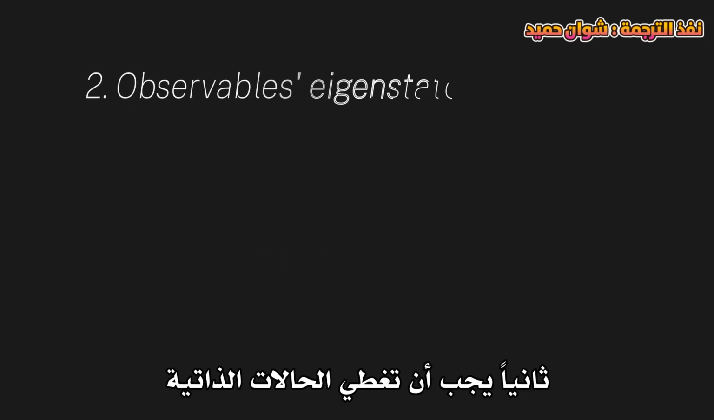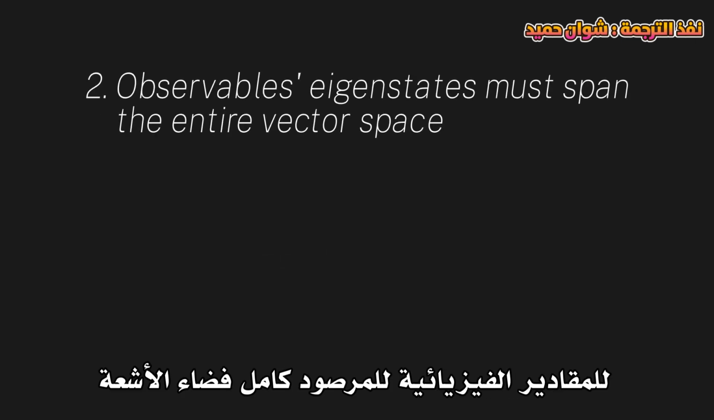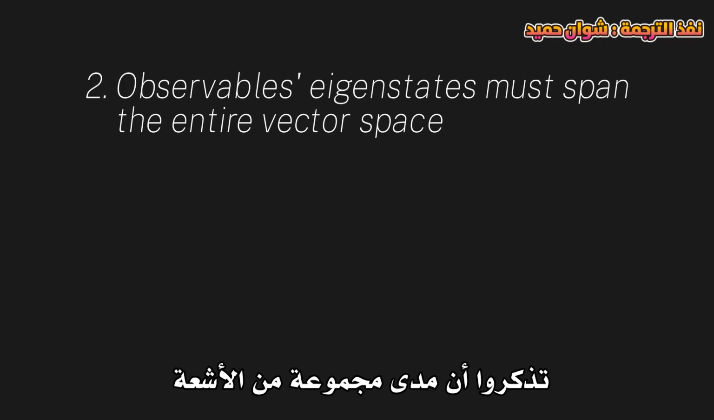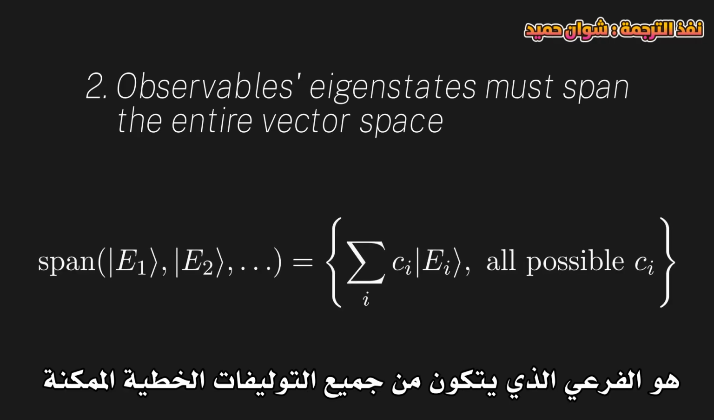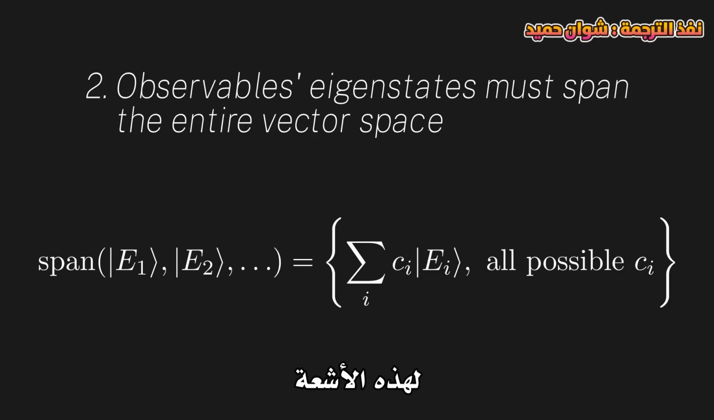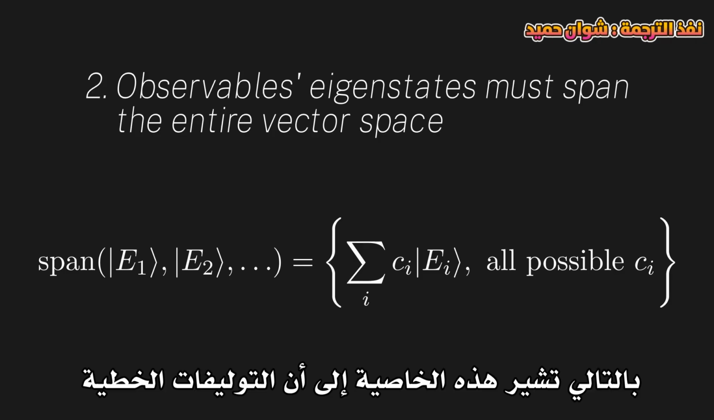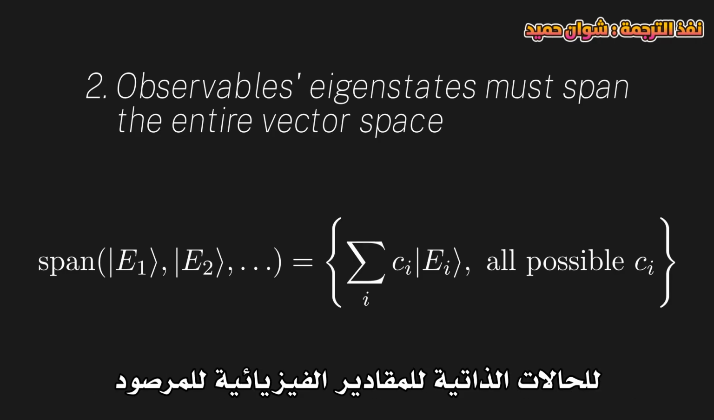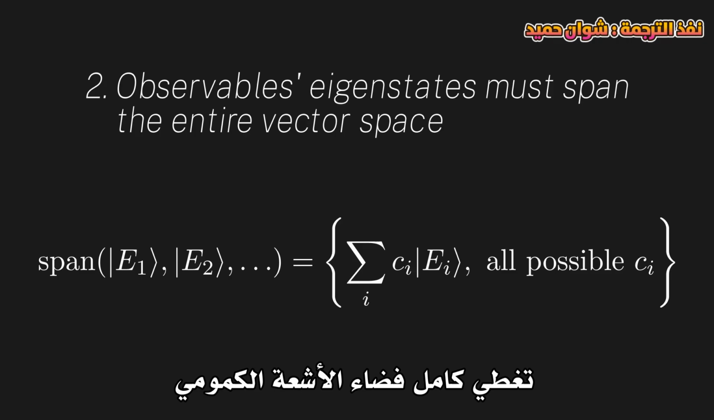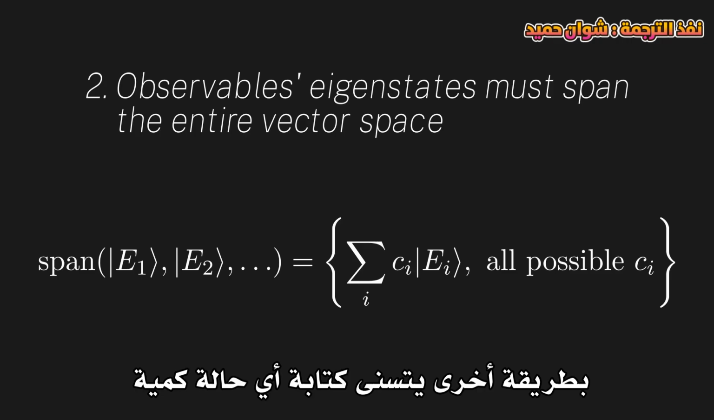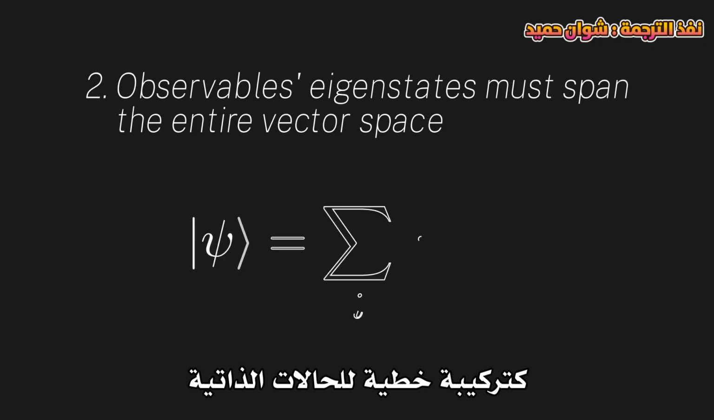Next, observables' eigenstates must span the entire vector space. Remember that the span of a set of vectors is the subspace formed by all possible linear combinations of those vectors. So this property says that linear combinations of an observable's eigenstates cover the entire quantum vector space. Another way to word this is that any quantum state can be written as a linear combination of eigenstates.